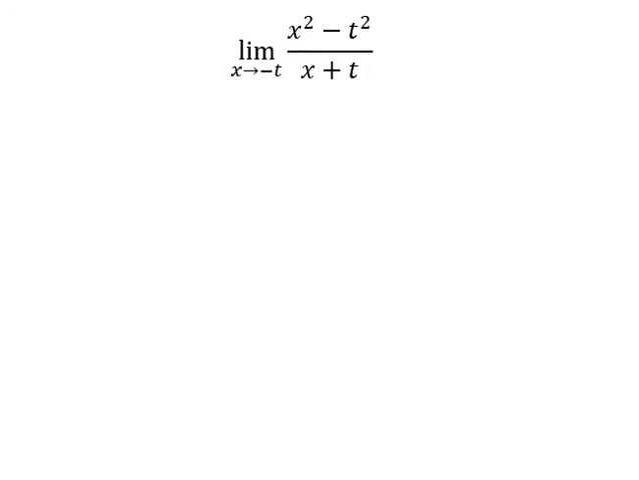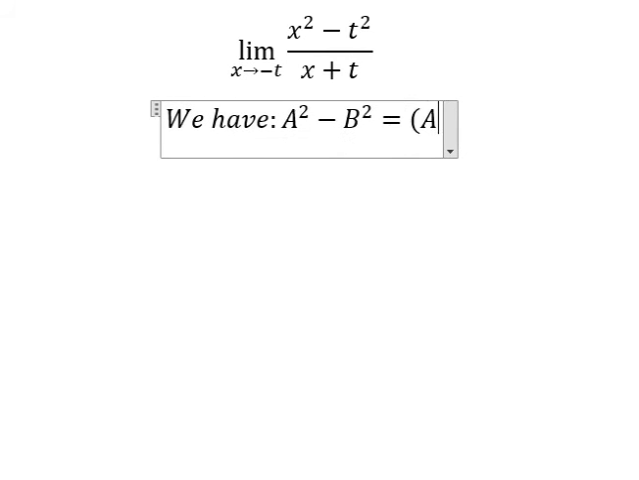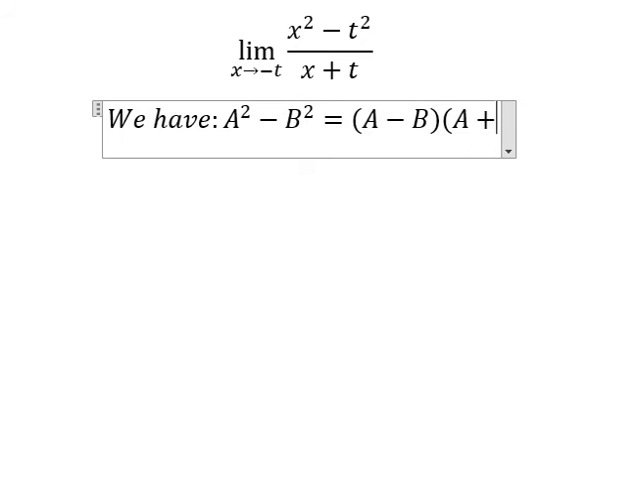The topic today is about limit. So now I will show you how to answer. We have the formula in here. That's about a squared minus b squared equals to a minus b multiplied by a plus b.